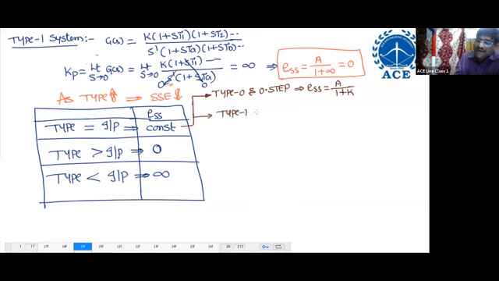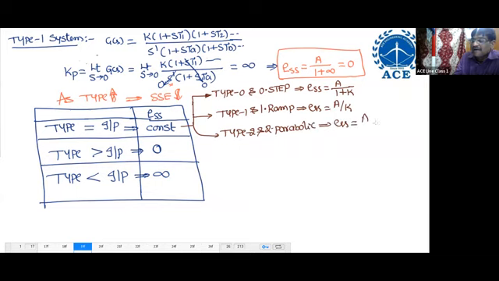Kp is also K. Whereas type 1 and ramp input: if a type 1 system and ramp input is given, then you have to calculate the steady state error. What is the steady state error for this? A by Kv, where Kv is called K. And type 2 and parabolic input: type 2, and the input should also be 2, that is parabolic. What is the steady state error? A by Ka.